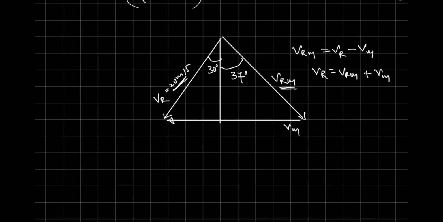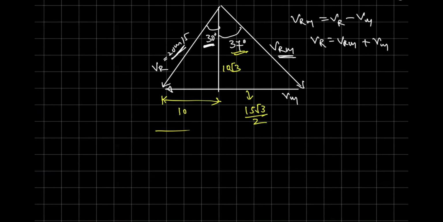This value is 20. This angle is 37. So this value, which one? This portion, you already know is 10. This angle is 37. This value is 10 root 3. So this value you can easily figure out. What was that? 15 root 3 by 2. So your total value, this one, is going to be 15 root 3 by 2 plus 10 meter per second. But this time, it is in this direction.